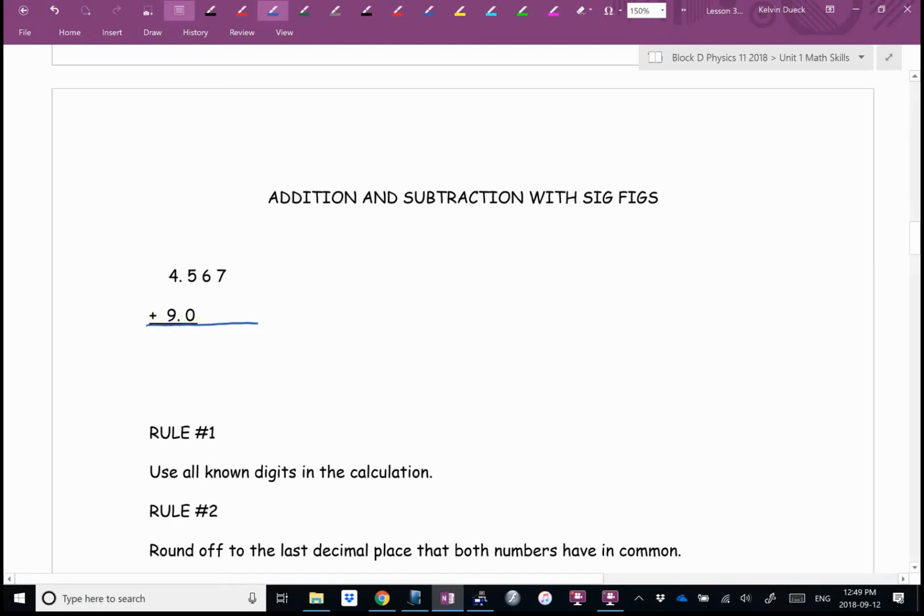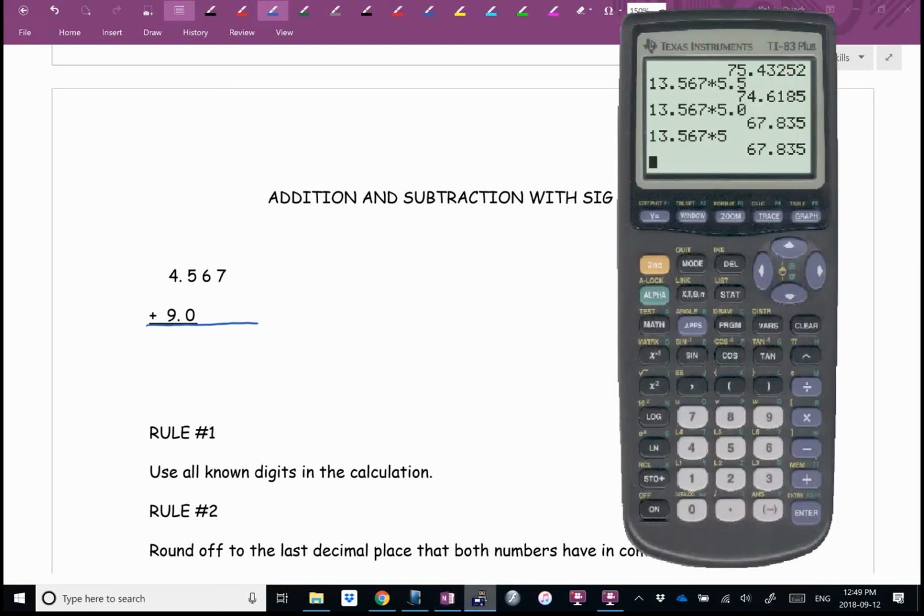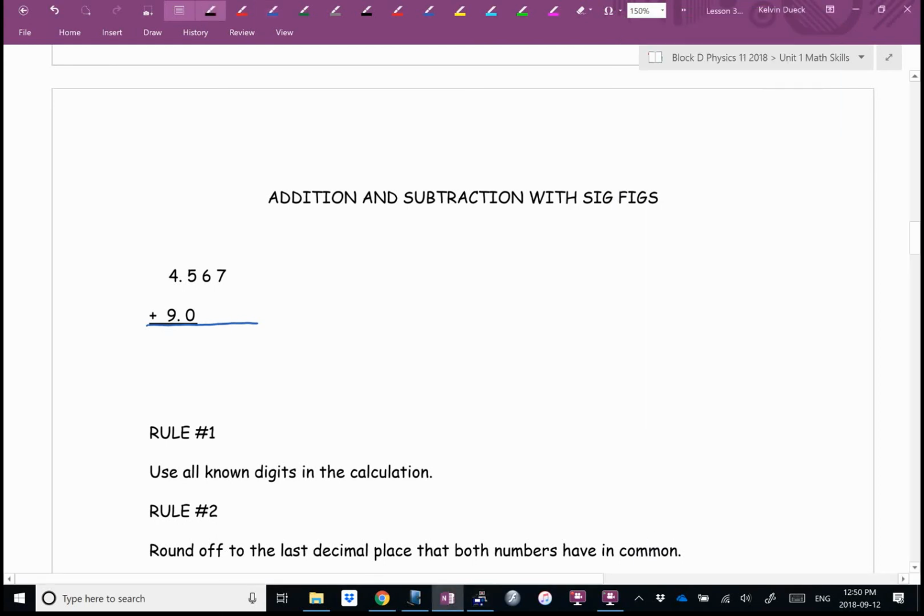Rule 1 is the same. Don't round off until you're done. So type that into your calculator, please. 4.567 plus 9.0. And right now, I get 13.567. I'm going to write that down, keeping the decimal lined up.